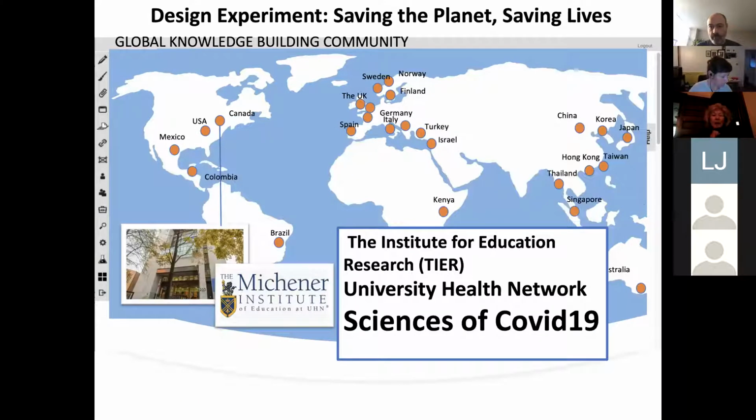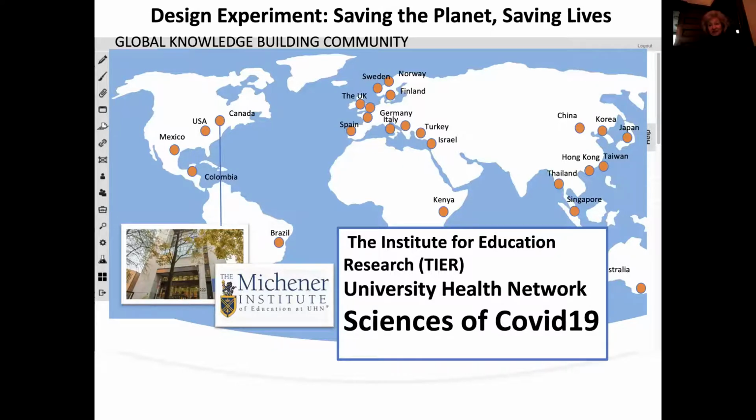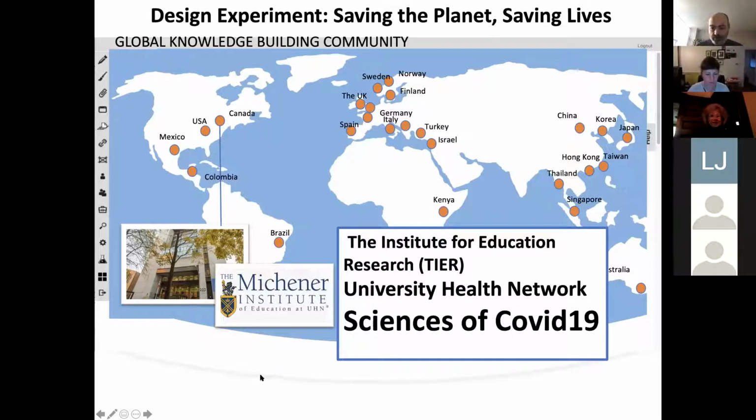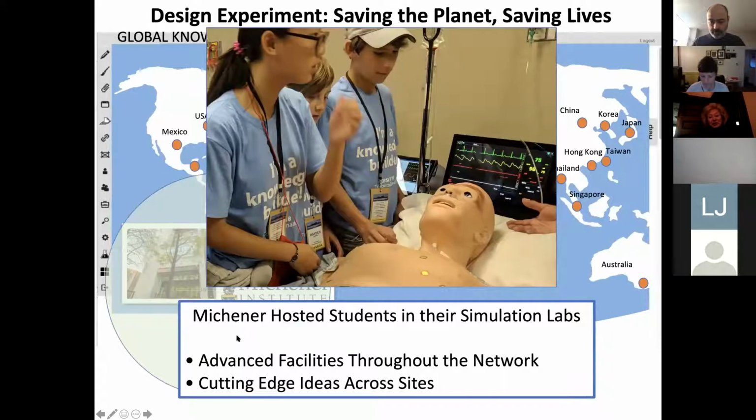One of the things that's important about the Michener Institute is that the design experiment is titled Saving the Planet, Saving Lives, and knowledge building is very much about knowledge for public good. So it seemed to us that we should try to demonstrate the extent to which our global community can literally advance issues on saving the planet, saving lives. Of course, that is the goal of the Michener Institute.